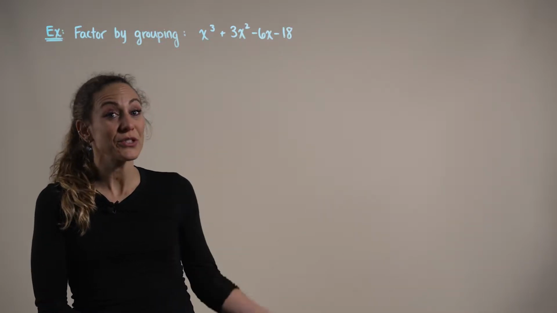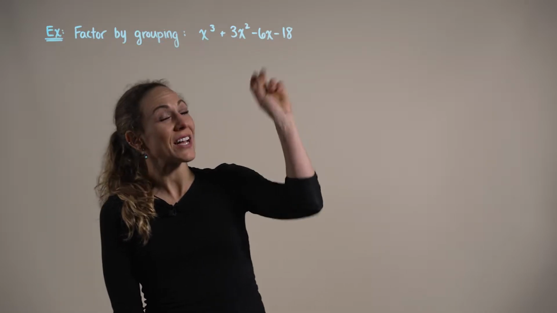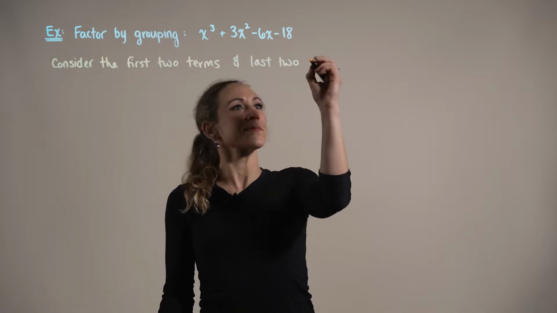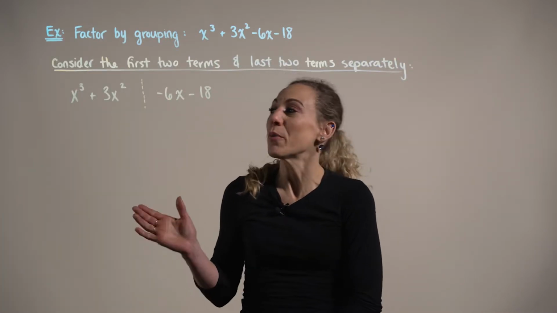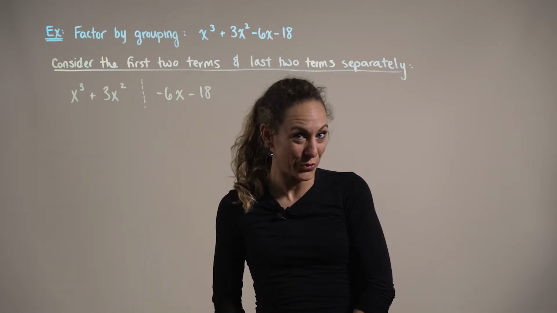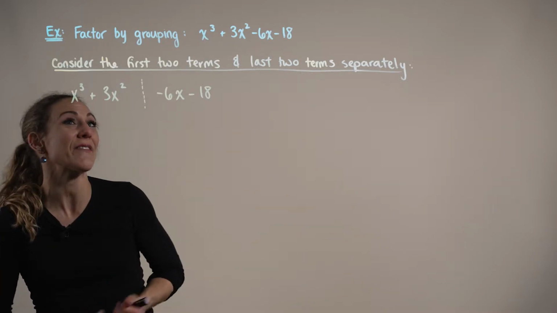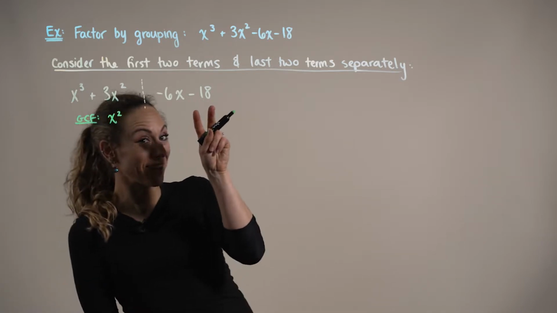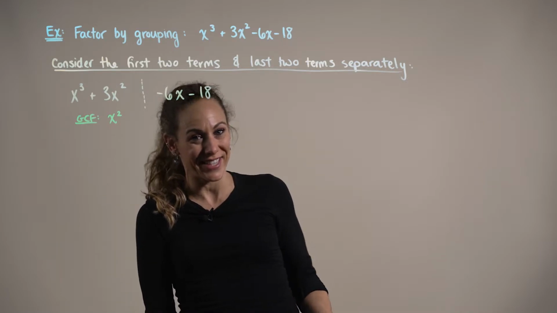So the first thing that we want to do with this method is to consider the first 2 terms and the last 2 terms separately. Now, when we look at these 2 terms, we want to be trying to identify the greatest common factor for each of these groups. So looking at our first group, we can see that these 2 terms have a greatest common factor of x squared. And looking at our last 2 terms, we can see that these 2 terms have the greatest common factor of -6.